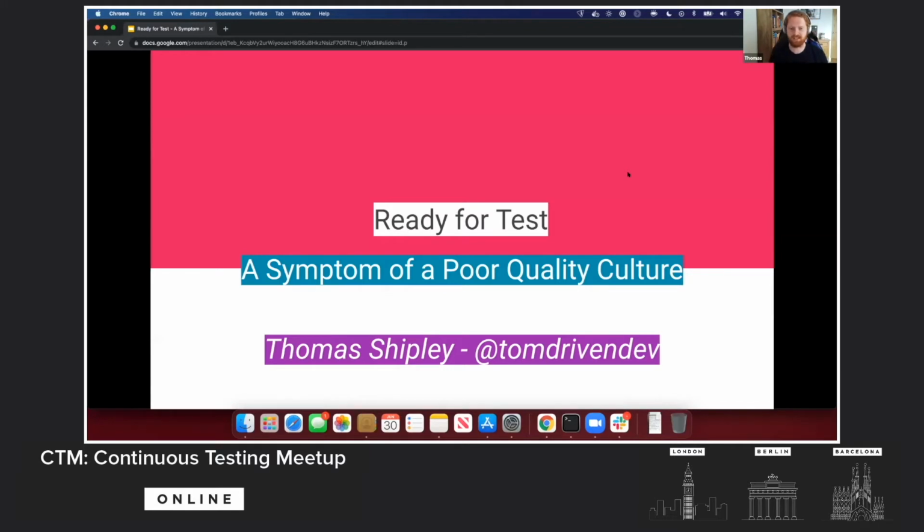My name is Thomas, and today I want to talk to you about ready for test and how it could be a symptom of poor quality, and more generally, these sorts of quality gates where we rely on a subsection of our team to make sure we're hitting our quality targets. And as I say, that could be a symptom of a poor culture within your team in regards to quality.